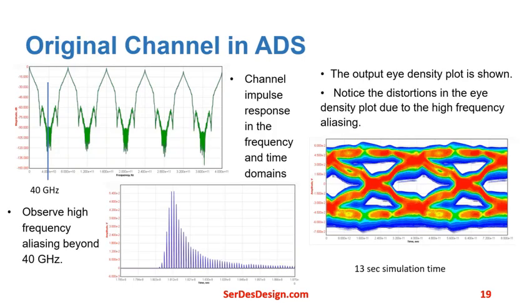The original S-parameters in ADS. Here is the ADS total channel impulse response in the frequency and time domains. Observe the high frequency aliasing beyond 40 gigahertz. The ADS simulation time is 13 seconds. The output I density is also shown. Notice the distortions in the I density plot due to the high frequency aliasing.